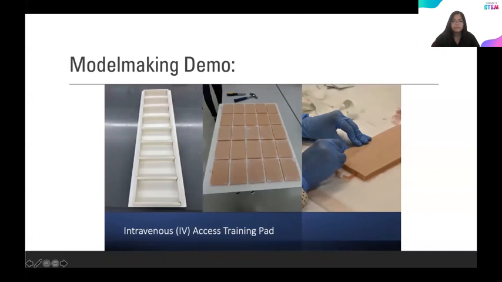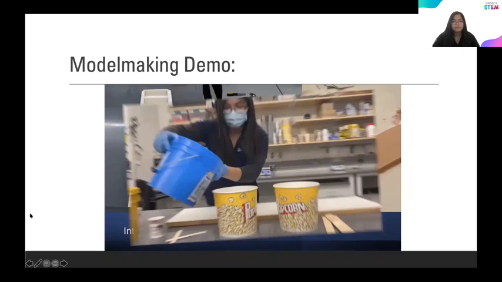Hi everyone, in this video I'll be showing you how to make our own intravenous access training pad. We use this model to help train our medical, nursing, and other health sciences students in properly placing IVs, so that they can be more prepared and be familiar with equipment and technique before they actually have to place them in real patients in hospitals or clinics.